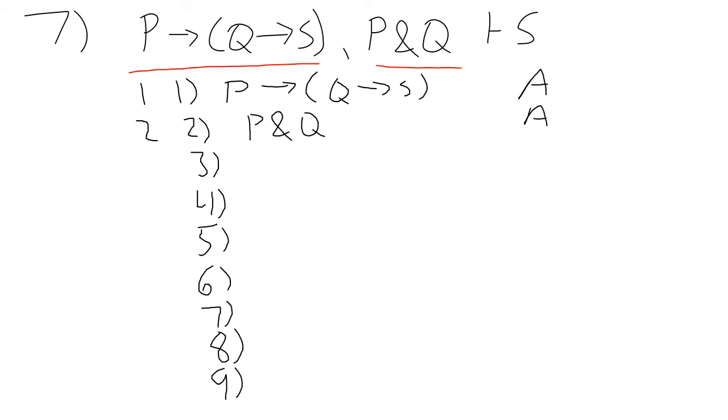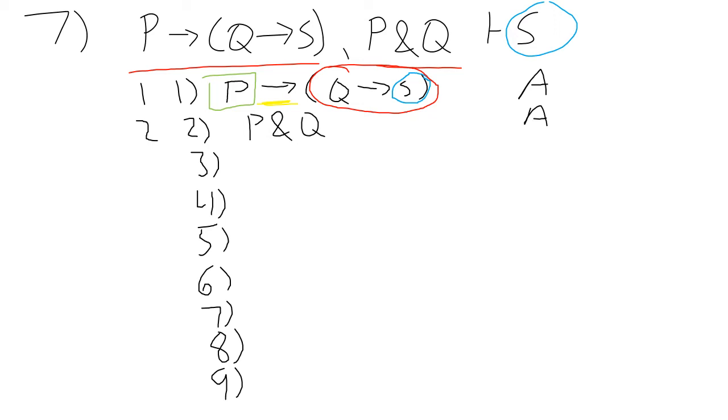Now, let's look at the conclusion that we're trying to derive. Our conclusion is S. Do we have S by itself anywhere? The answer is no. It's locked up here in this conditional statement, which is within a larger conditional statement. So what's our main operator? Our main operator for this statement is this arrow. We have this as a left side. We have this whole thing as a right side.